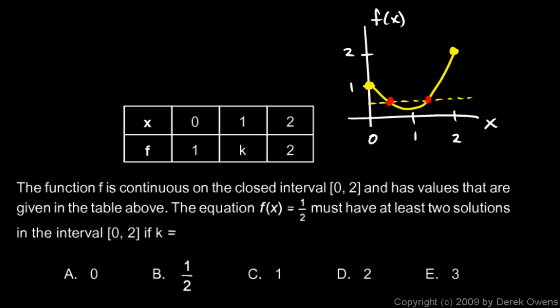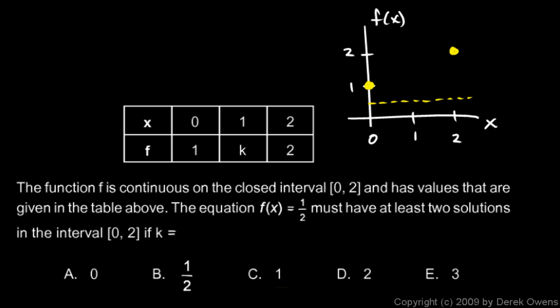Okay, so if k is equal to 0, in other words, the function in that case would look like this. If k equals 0, the function has to go down and then back up. So it would have at least 2 solutions there. If k were equal to 1/2, then it might have 2 solutions, but it might only have one. It might just touch and then go back up.